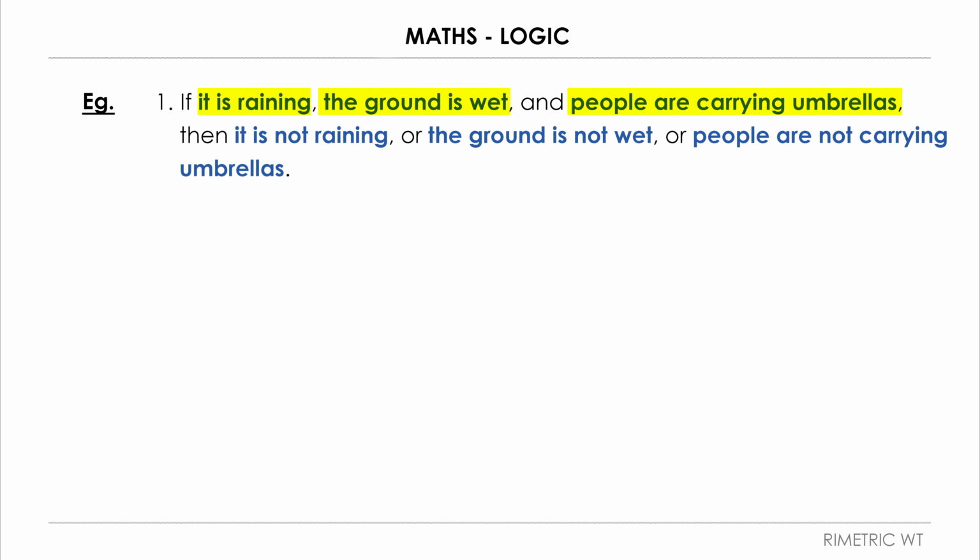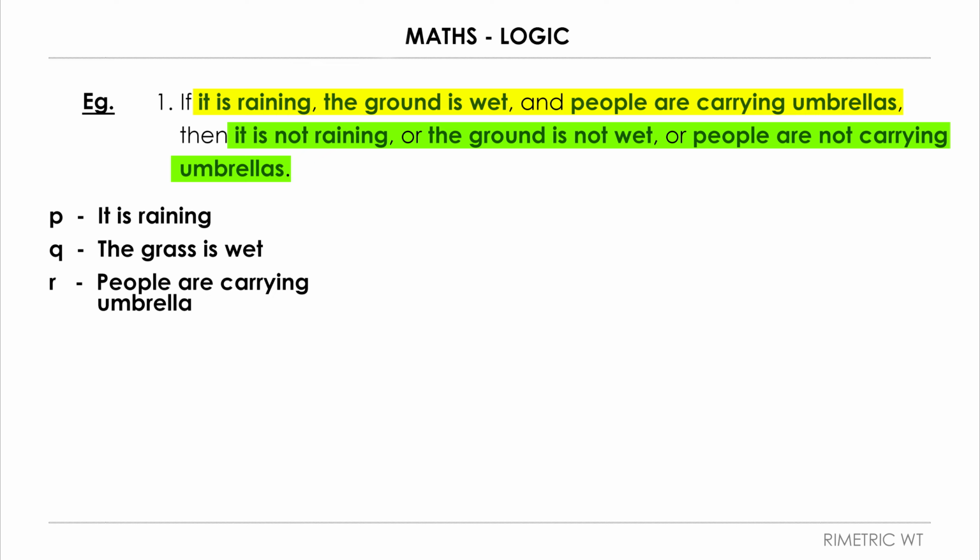wet, and people are carrying umbrellas, and a conclusion, it is not raining, or the ground is not wet, or people are not carrying umbrellas. Hence, the first part will be the hypothesis, and the second part, which is after the phrase then, is the conclusion. But both the hypothesis and conclusion are composed of multiple propositions. The hypothesis includes P, Q, and R with conjunction, and the conclusion consists of negation of P, negation of Q, and negation of R with disjunction.